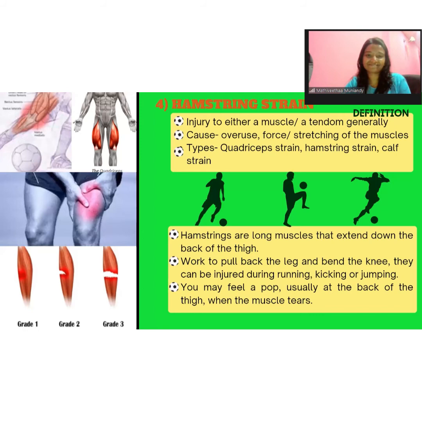There are several types of strains, and football players usually face hamstring strain. They usually have a high risk of strains. This happens when the players run fast during the match, kick the ball with force or sprint. Hamstring strain is also known as a pulled hamstring. Hamstrings are long muscles that extend down the back of the thigh, because the hamstring works to pull back the leg and bend the knee. They can be injured during running, kicking, or jumping.